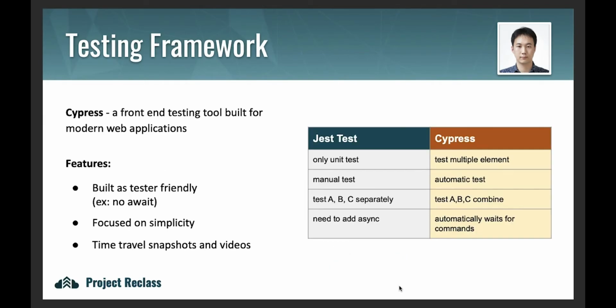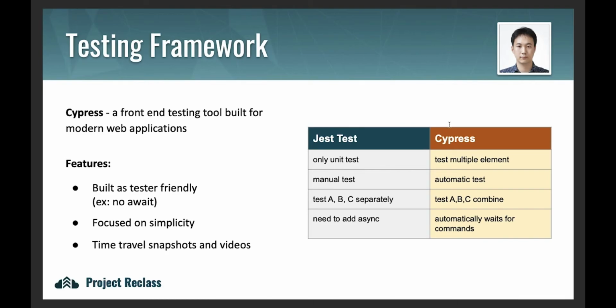This is why we got interested in Cypress, a front-end testing tool built for modern web applications. Cypress is built as tester-friendly. For example, I don't have to write any awaiting functions. I'll explain this part later. Like Jest, Cypress focuses on simplicity, and I think Cypress does really well with it. Cypress also provides time travel, screenshots, and videos.